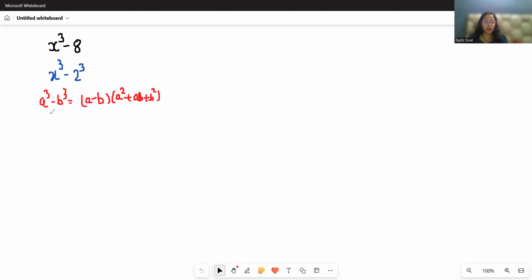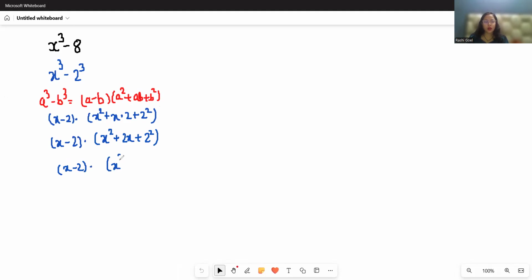So it becomes x minus 2 times x square plus x times 2 plus 2 square. So x minus 2 times x square plus 2x plus 2 square. So x minus 2 times x square plus 2x plus 4. So this is the factored form of x cube minus 8.